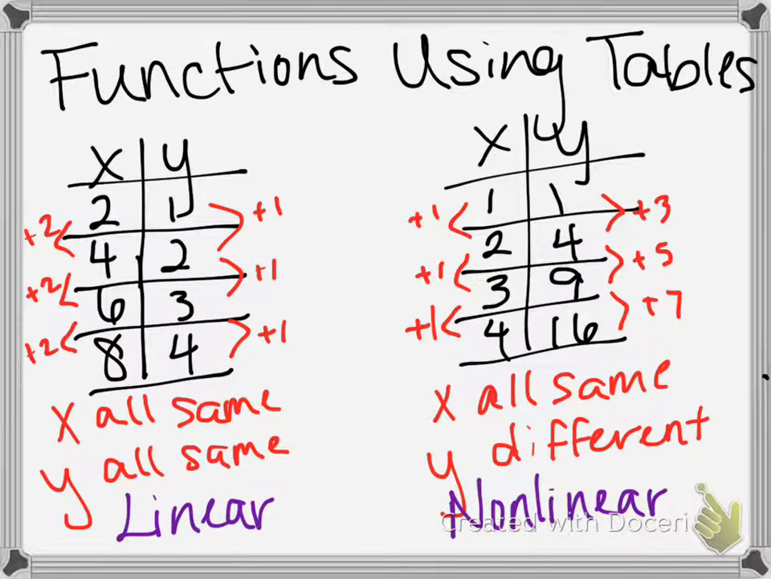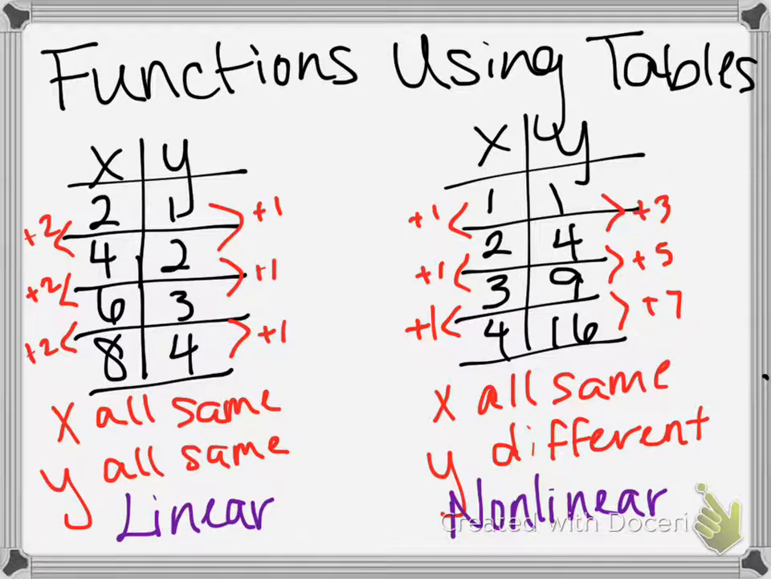Now, if we want to identify functions using tables, if we look at the first example on the left, our x and y values are given to us. X is 2, 4, 6, 8. Y's are 1, 2, 3, 4. If we look at what changes from one to the next, to get from 2 to 4, we add 2. From 4 to 6, add 2. From 6 to 8, add 2. So we're seeing that it's a constant change of plus 2 on each of those. Now on our y side, from 1 to 2 is plus 1, 2 to 3 is plus 1, 3 to 4 is plus 1. So our x change is always the same, and our y change is all the same. So we can identify this as a linear function.